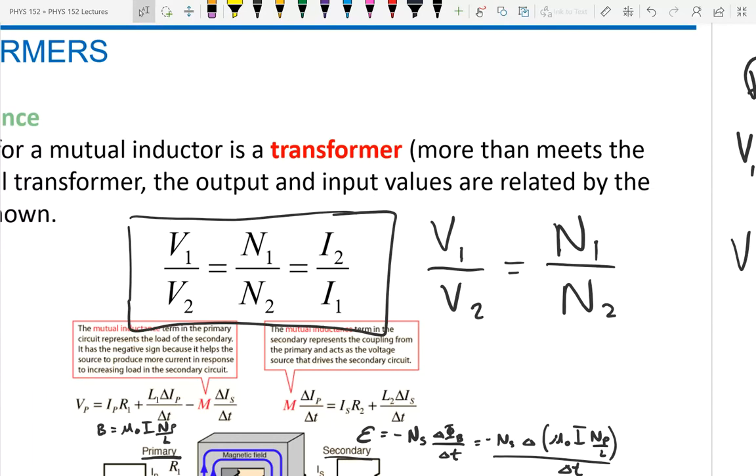So for a transformer, if it steps up the voltage, what's it going to do to the current? If voltage goes up, the current goes down, so the power stays the same. And that's in an ideal transformer.